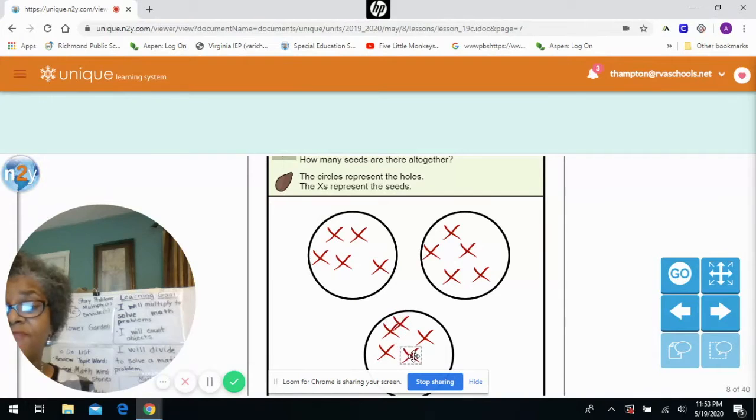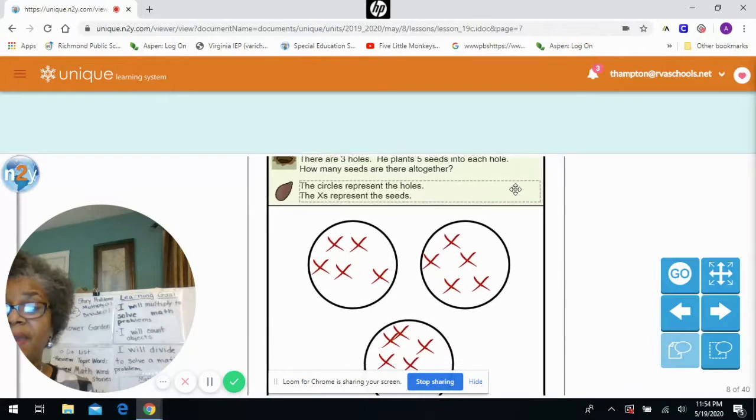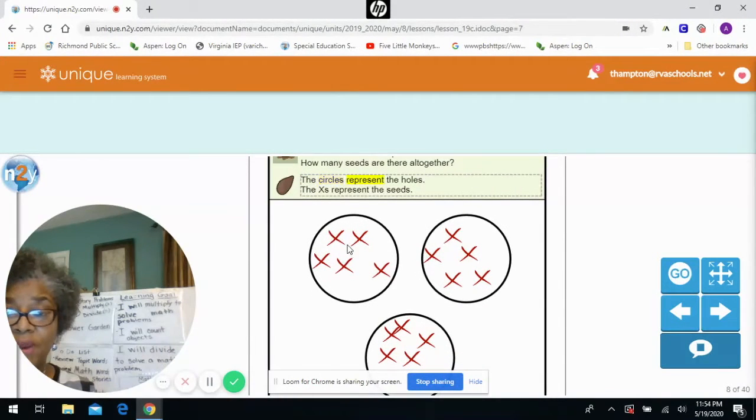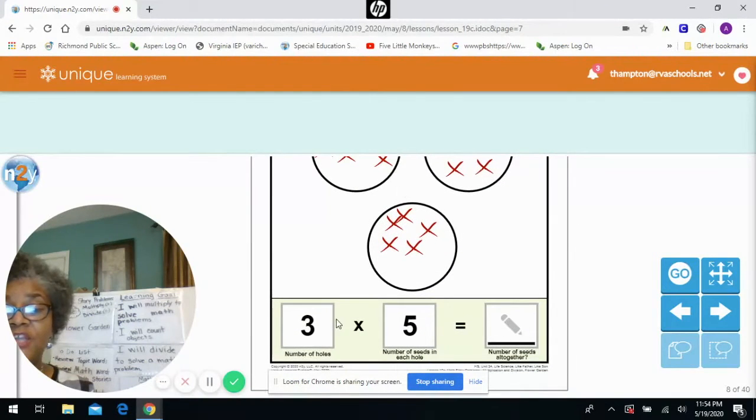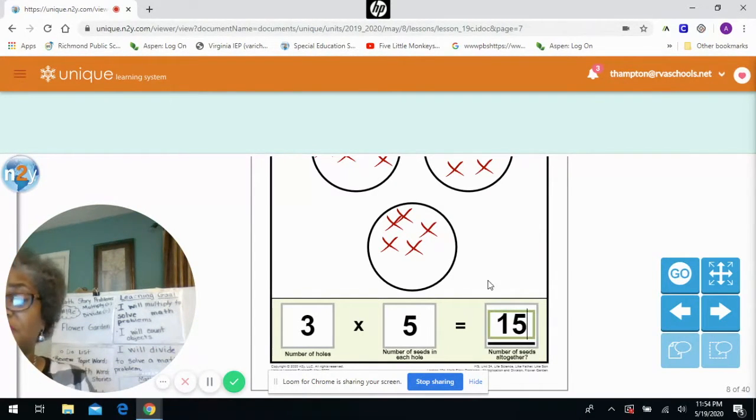Okay, so let's count it. We already know what it may be, so let's count to make sure. 1, 2, 3. 1, 2, 3, 4, 5, 6, 7, 8, 9, 10, 11, 12, 13, 14, and 15. So we can say 3 times 5 equals 15.